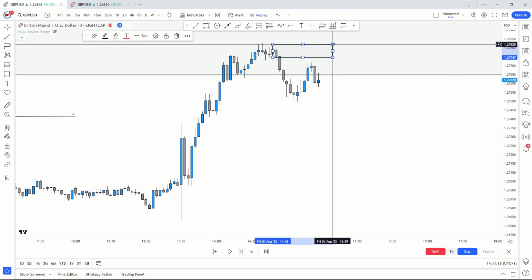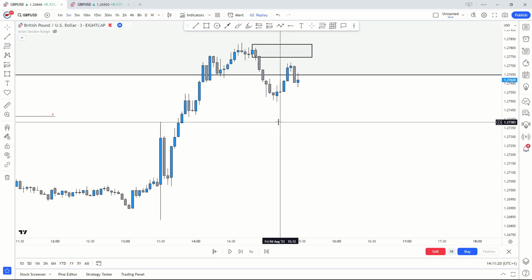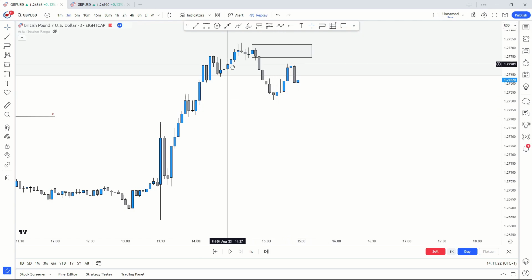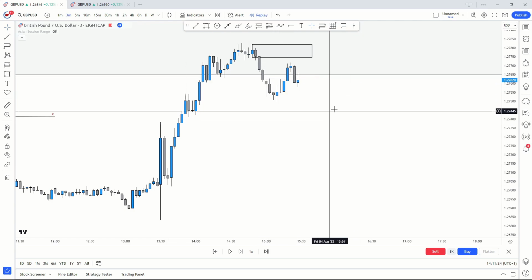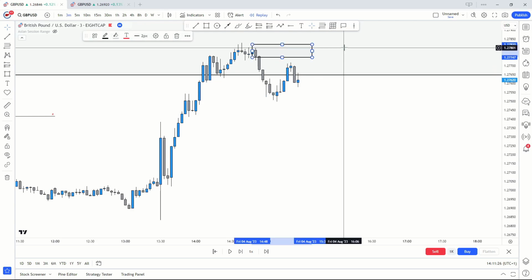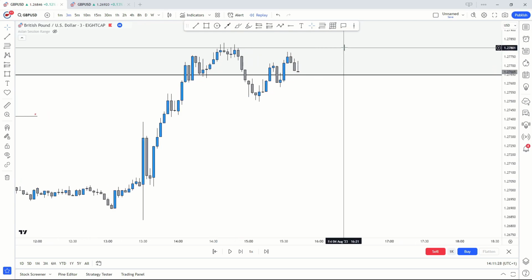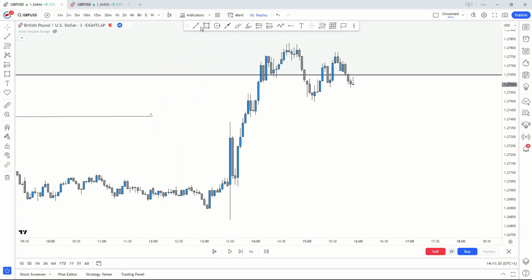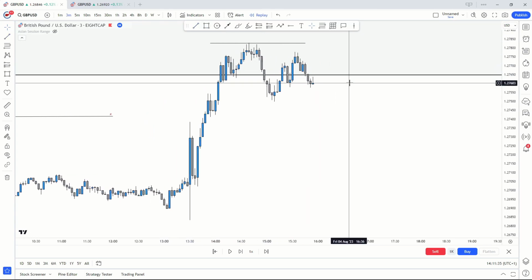I am not going to trade from it yet, because I am yet to see what I need to see. I'm yet to see a liquidity sweep. I'm yet to see any of those things. So I'm not going to be trading off of this just yet. I'm going to wait for price to do its thing, and I can start to see that price is maybe generating some liquidity here.